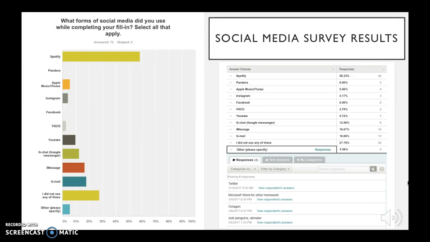47.23% of students reported engaging in some form of messaging service, with iMessage being the majority choice, followed by Gmail and GChat. 13.9% of students reported engaging in typical forms of social media, with Instagram being the majority choice, followed by Visco. 5.56% of students reported themselves as engaging in some other form of media, including online games and word processing apps for other homework. Still, 27.78% of students reported not using any other forms of media while completing the assignment.